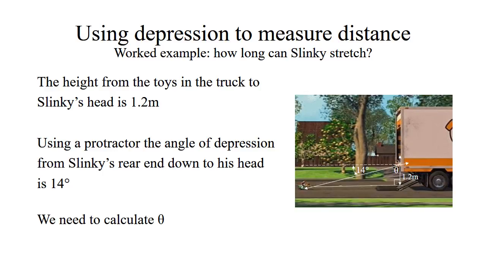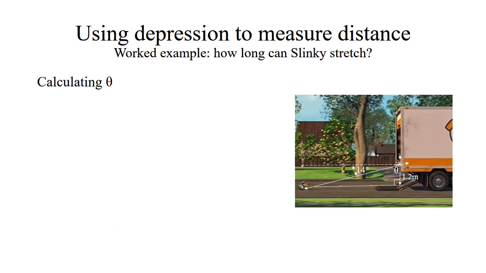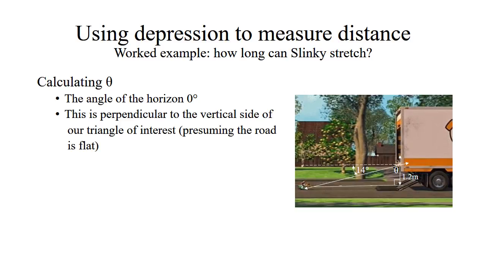So we need to remember that this here is our working right angle triangle, and then we're going to need to be able to calculate theta before we can work out any measurements. So to calculate theta, we remember that our horizon line is 0 degrees, and that this is perpendicular to the vertical side of our working right angle triangle, of course presuming that the road is flat. And this gives us a right angle, which allows us to calculate theta. So theta can be calculated as 90 degrees minus our angle of depression of 14 degrees, and we get a theta of 76 degrees.